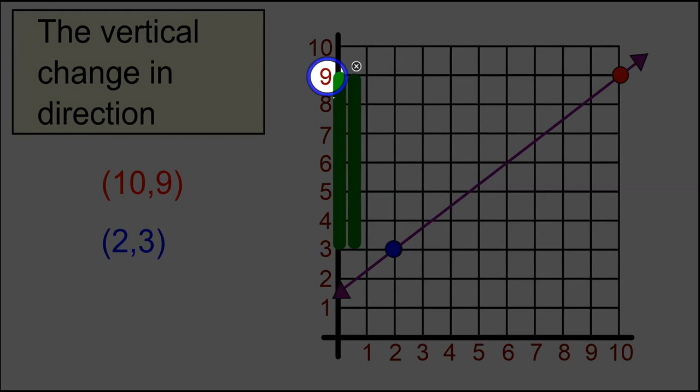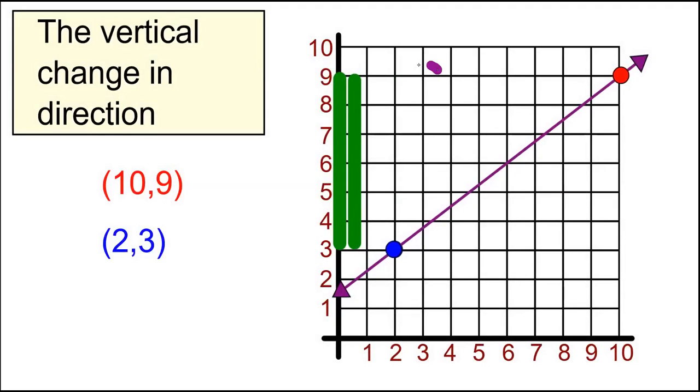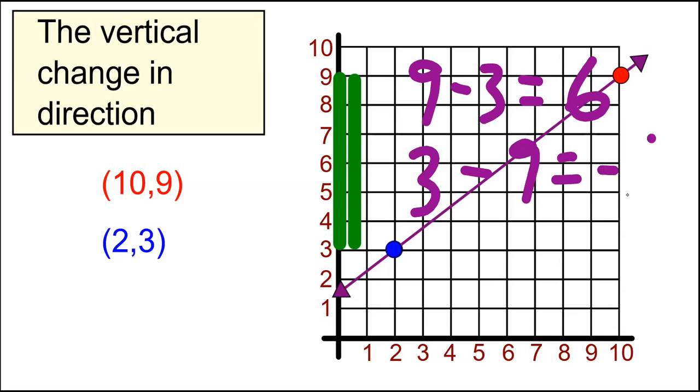Let's look at the endpoints of the segments. They are a 9 and a 3. Well, I will be doggone. We could obtain the vertical changes in direction by subtracting 9 and 3. One way to get positive 6 and the other way to get negative 6.